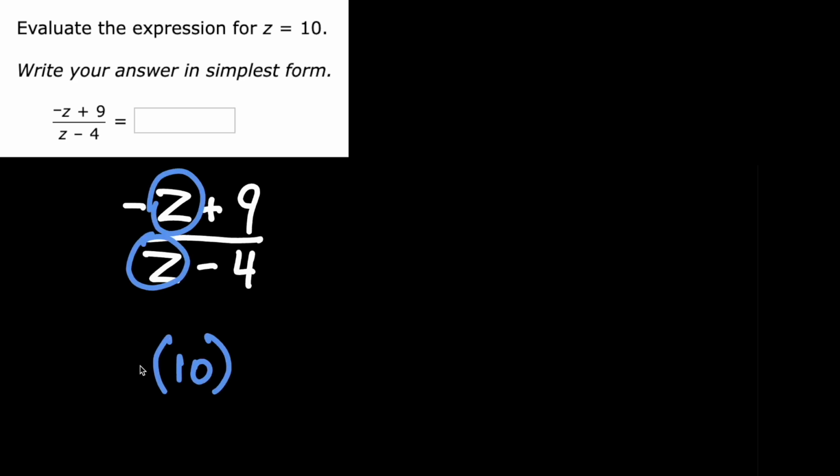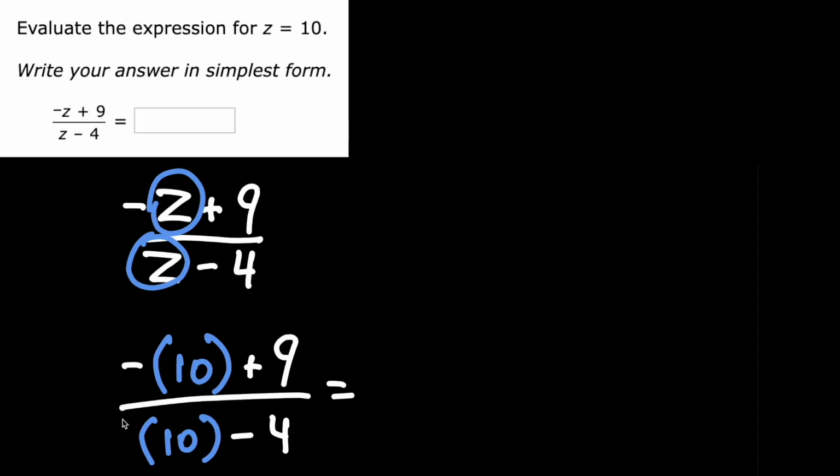When we do that, we end up with -10 plus 9 over 10 minus 4. When we start with the numerator, -10 plus 9 gives us -1. Next, 10 minus 4 gives us 6. And because there's only one negative between the numerator and the denominator, our whole answer is -1/6.